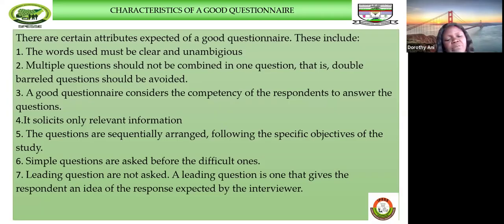Even if it is a complex question, you can break it down to the level that they can answer it. So number 4 is that it solicits only relevant information. It's only information that is relevant that you can ask for. Don't go and be getting information that you don't need. Don't make your questionnaire so bulky.